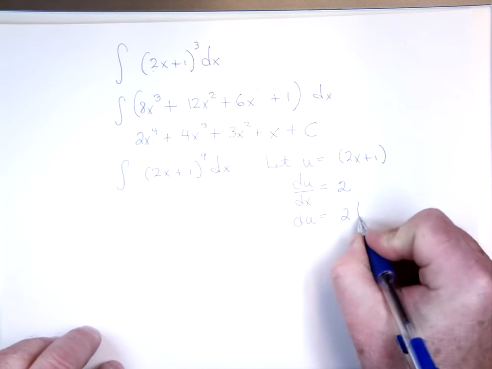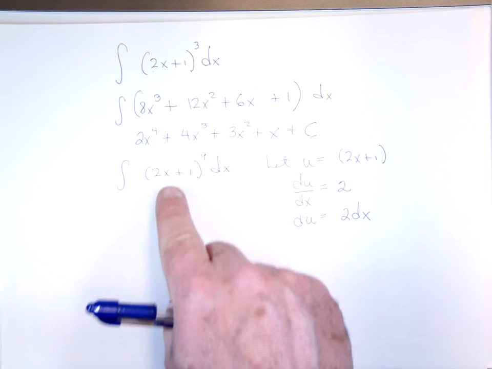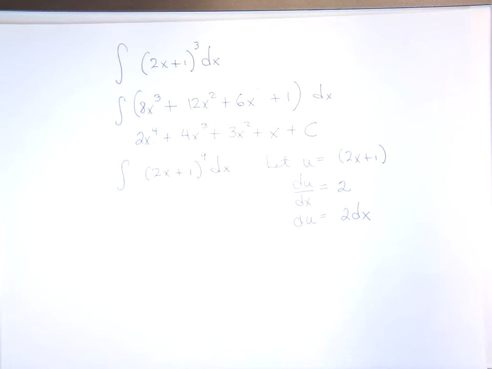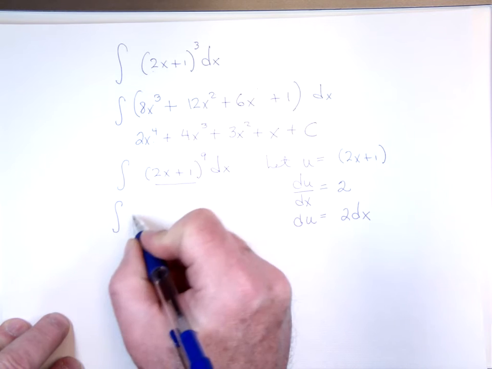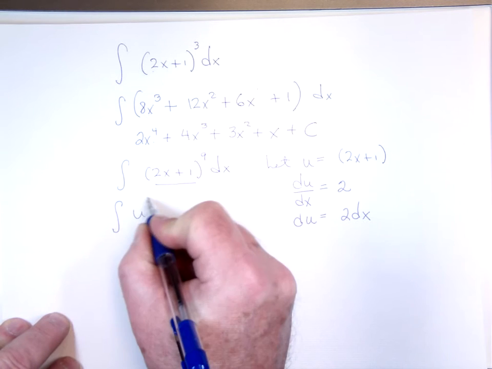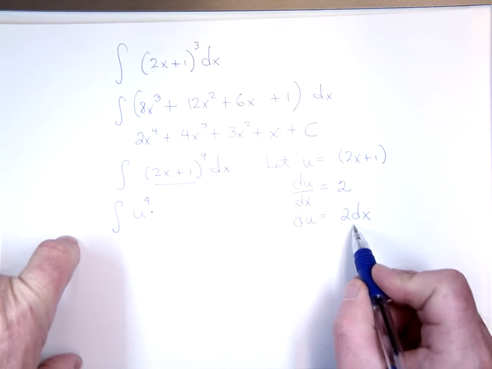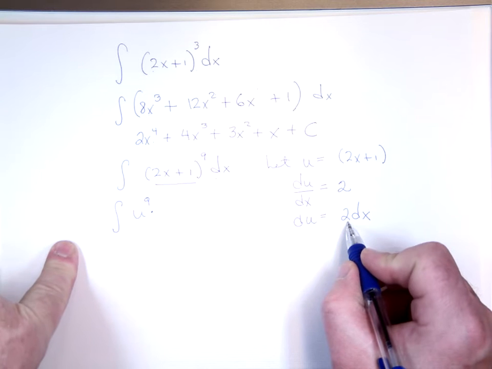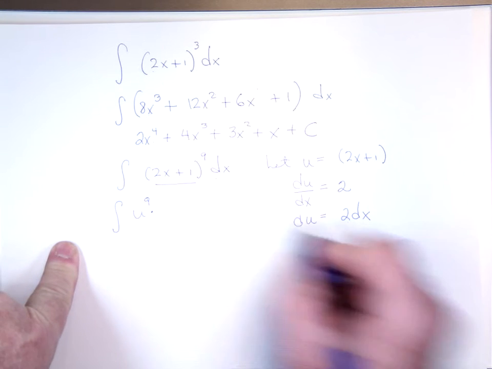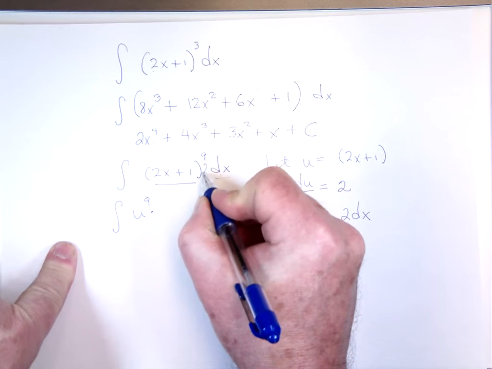Now here's what I'm going to do. I'm going to change this integral into an integral in terms of u. Watch what happens. I have a u to the 9th. Now, I've got a dx here. What I'd like to do is get this in terms of u as well. To get this du involved, what I'm going to do is multiply this by 2, and multiply by 1/2.